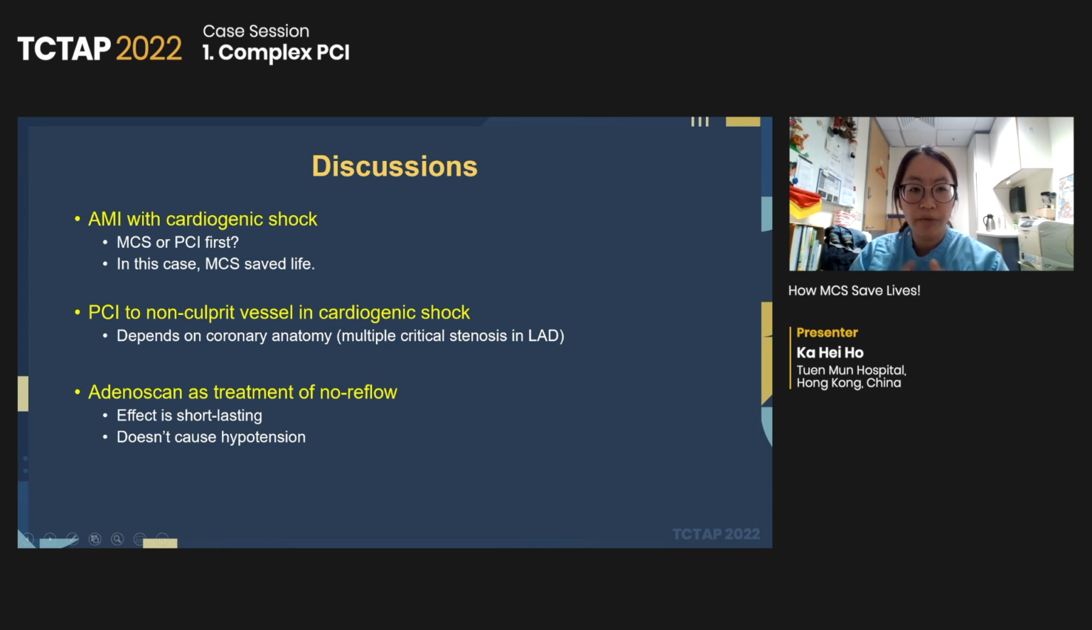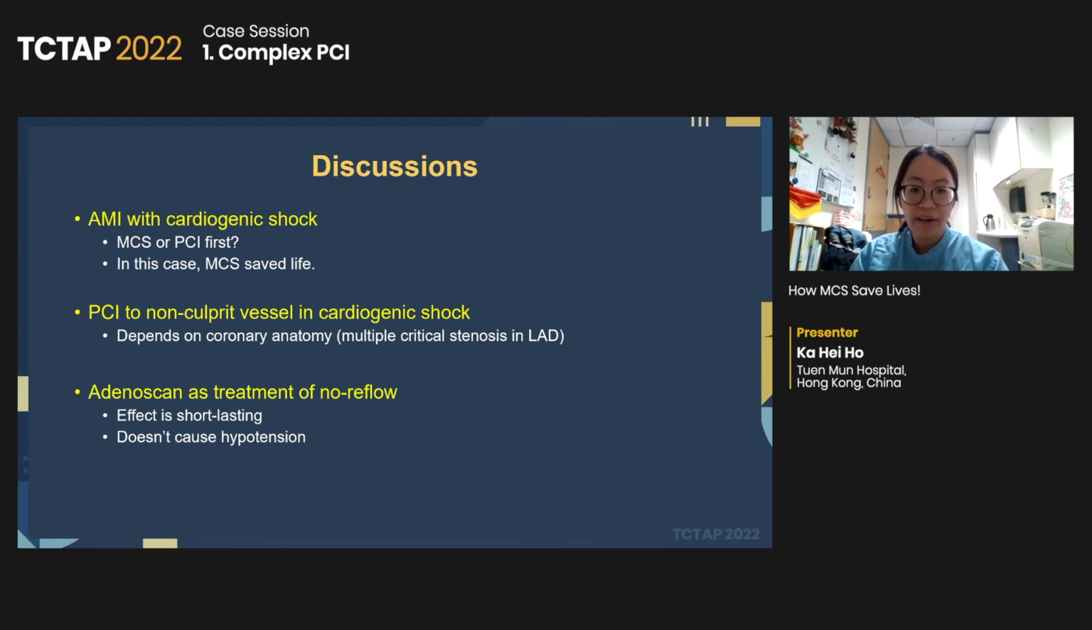There is always a debate about whether you go for MCS or PCI first, but I think in this case, with a severe, profound cardiogenic shock, MCS did save a life. Whether we proceed to PCI of non-culprit vessels in cardiogenic shock, there is a lot of debate and a lot of trials going on, but I think it all depends on the coronary anatomy. If you see this critical stenosis in the LAD, I think you will all agree with me that you would do PCI to the LAD too.